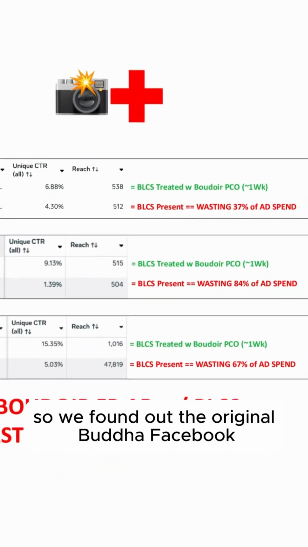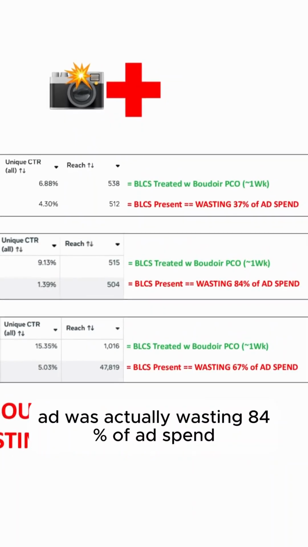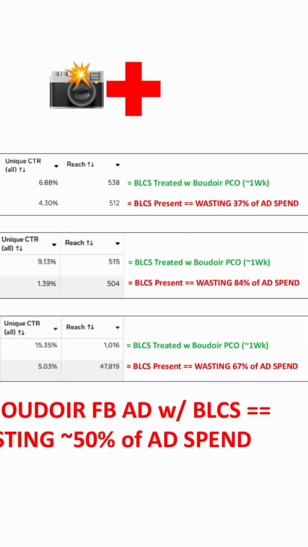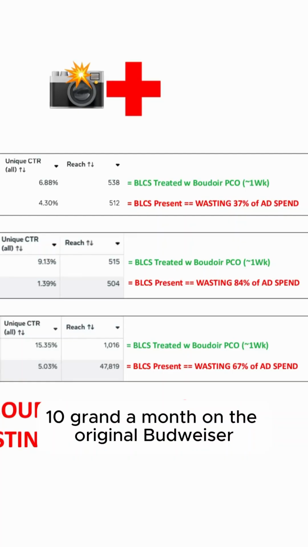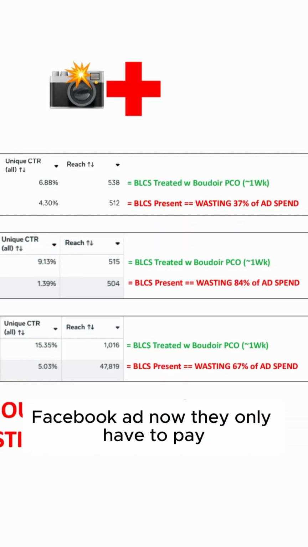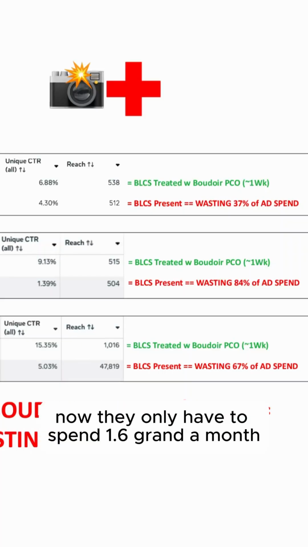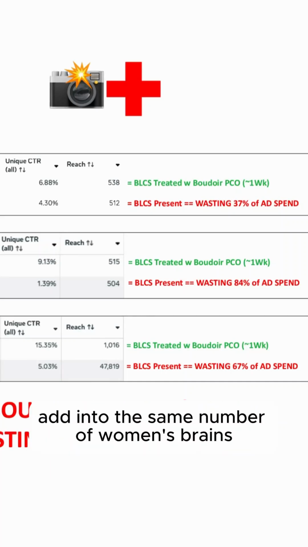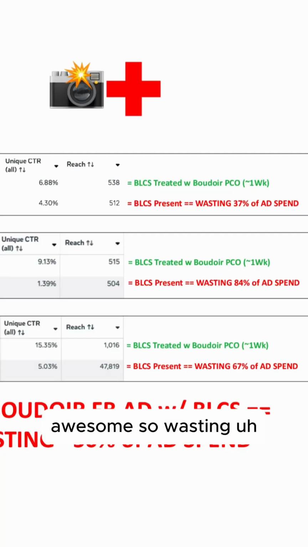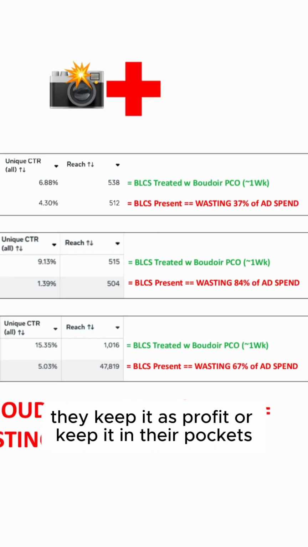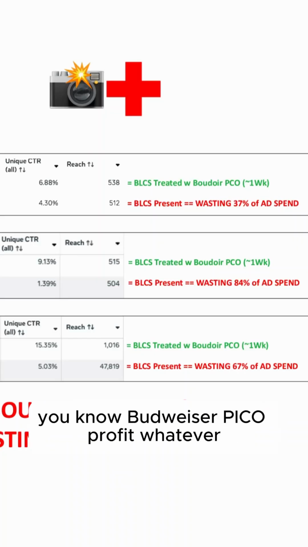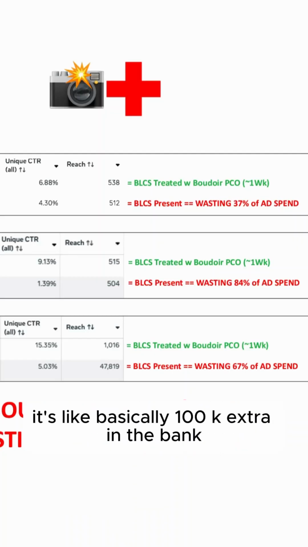So we found out the original Boudoir Facebook ad was actually wasting 84% of ad spend, literally 84% of ad spend being wasted. So that means if they're paying 10 grand a month on the original Boudoir Facebook ad, now they only have to spend 1.6 grand a month with the Boudoir Pico treated ad to get their ad into the same number of women's brains. Awesome. So that $8,400 a month difference that they no longer have to spend, they keep in their pockets every single month. Basically, a phantom profit, Boudoir Pico profit, whatever. And at the end of 12 months, it's basically 100K extra in the bank.